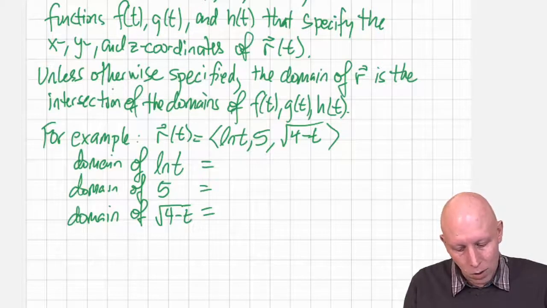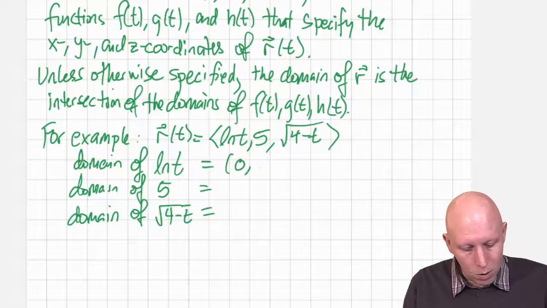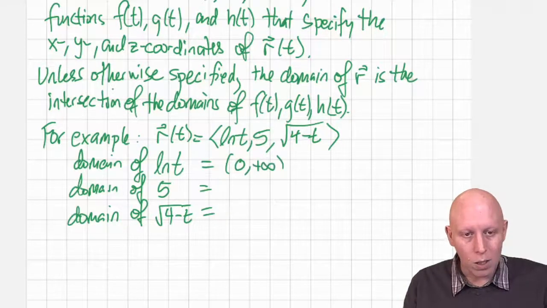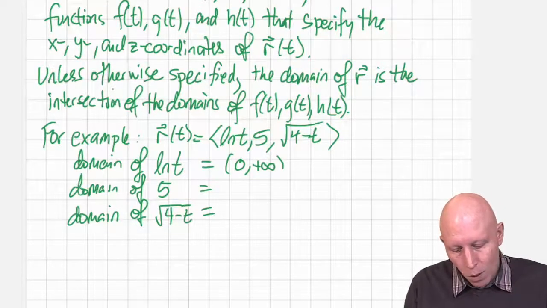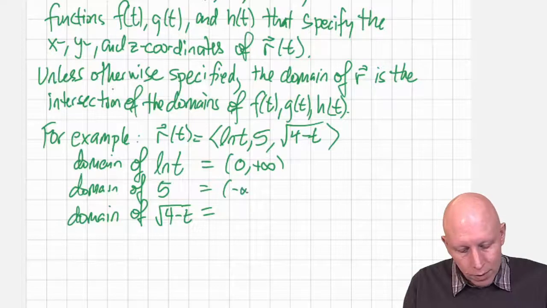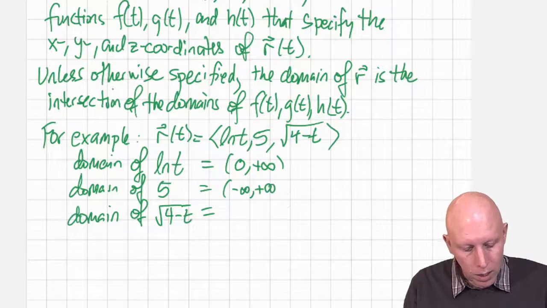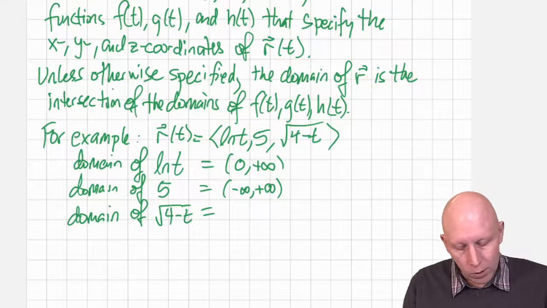Okay, the domain of these functions. The domain of ln of t is 0 to plus infinity. Right, you can't plug in 0 into the log, but you can plug in any positive number. The domain of 5 is negative infinity to infinity. That doesn't have any additional restrictions.